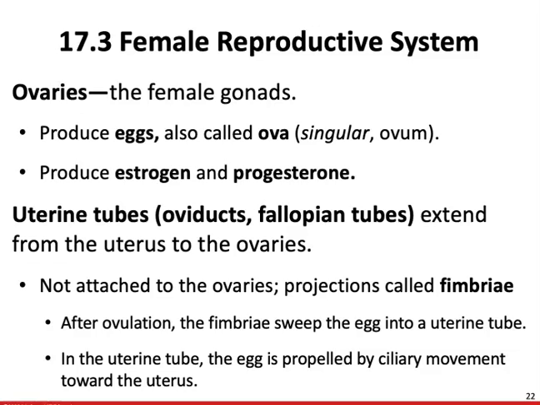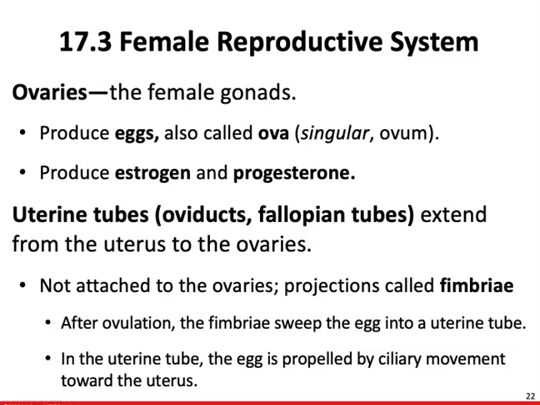The ovaries are going to be the female gonads. These are going to lie in small, shallow depressions, one on each side of the upper pelvic cavity. These are going to be responsible for producing the eggs, also called ova. These are going to produce the female sex hormones, estrogen and progesterone.